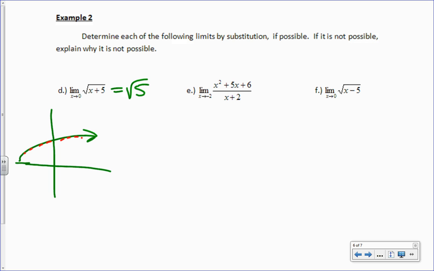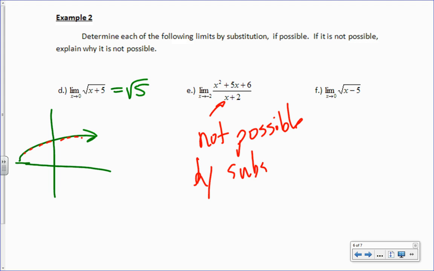How about the next one, -2? Can I put -2 in? No, why? Because dividing by 0, correct? So that probably means it's either a hole or an asymptote. Agreed? So can we do it by substitution? No. So we put not possible. That's what it says to write here. Agreed? Now, this means not possible by substitution, because the graph is not continuous at the point I asked you about. Pretty much I could have asked you about any other x value here and you would have been fine.